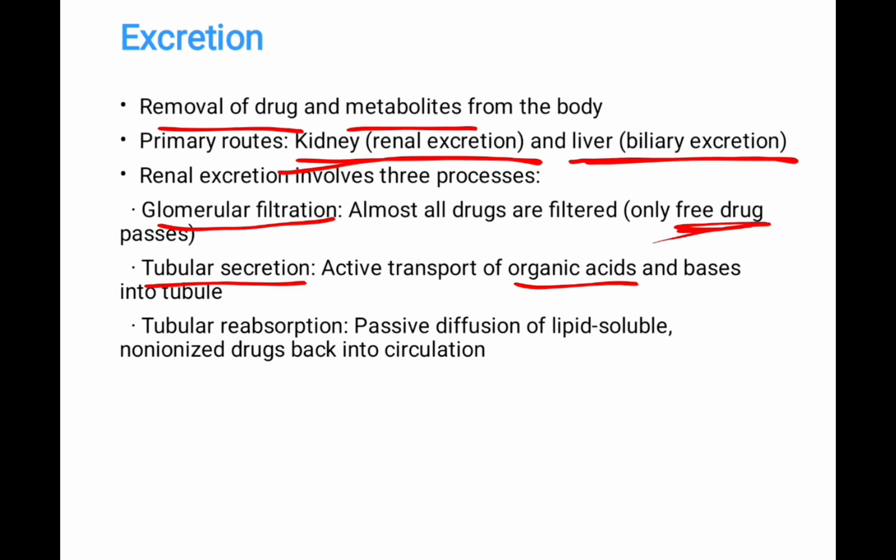We also have tubular secretion, active transport of organic bases and acids into the tubules. There is tubular secretion of drugs into the renal tubules. Some drugs are pumped into the renal tubules from circulation. Some are filtered in the glomerulus. We also have tubular reabsorption, where there is passive diffusion of lipid-soluble, non-ionized drugs back into circulation.